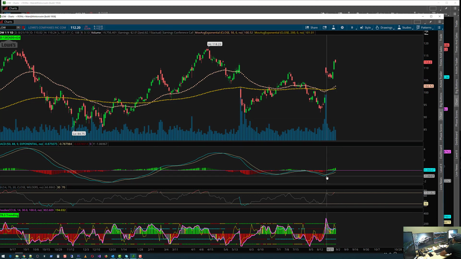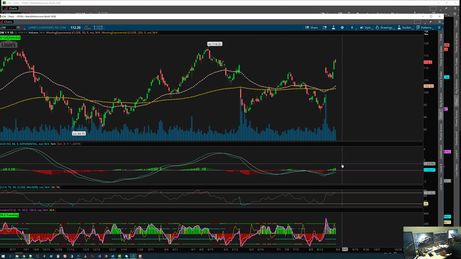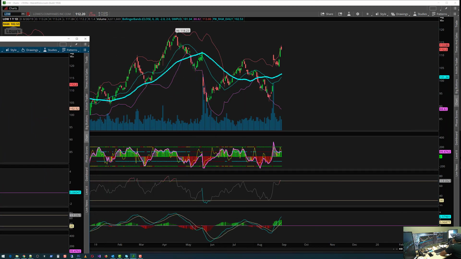All right, you got the cross. It's going up. It's going to cross over the MACD and go into the positive territory. You got the RSI shooting up. So there's some room for it to go up. That room is what you want to capture and take your profit and walk away. All right, so this is what's happening with Lowe's.